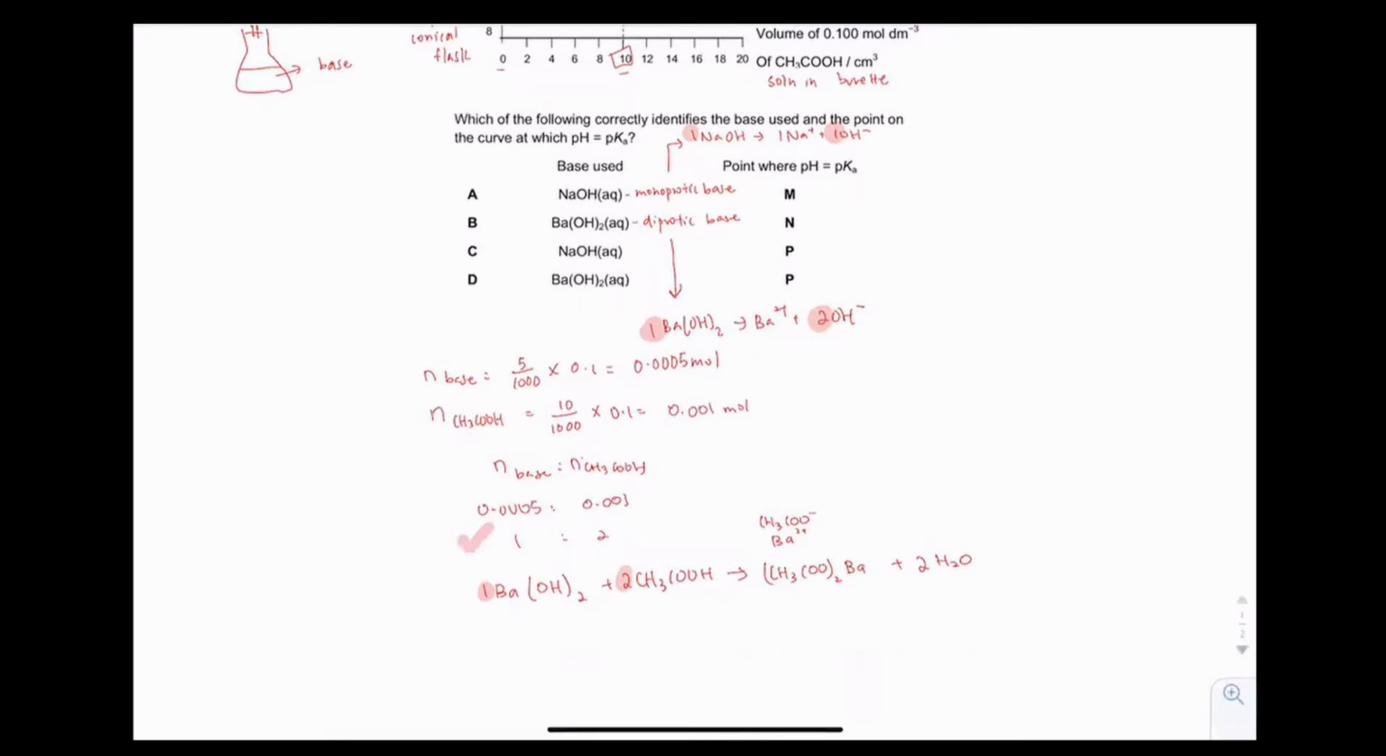Okay, so then just to show you why a monoprotic base is wrong, I'm going to write down the equation in purple. So that monoprotic base will be NaOH plus CH3COOH. This will give me CH3COO minus and Na plus. So therefore, you just give me sodium ethanoate plus water. So this is already balanced. Hence, the mole ratio is 1:1. The mole ratio of base to acid is 1:1, and that is not 1:2. Hence, this is wrong.